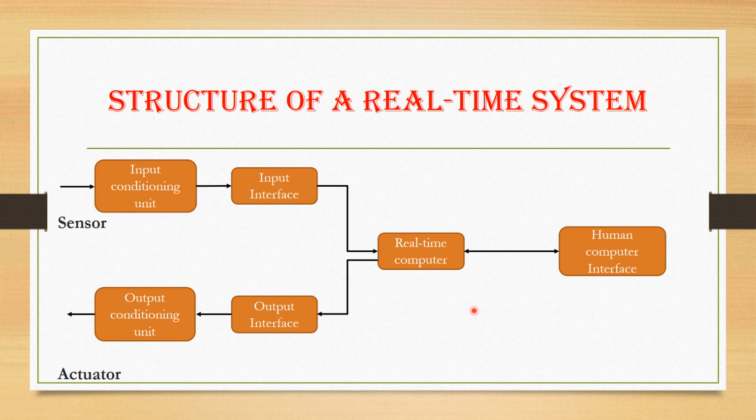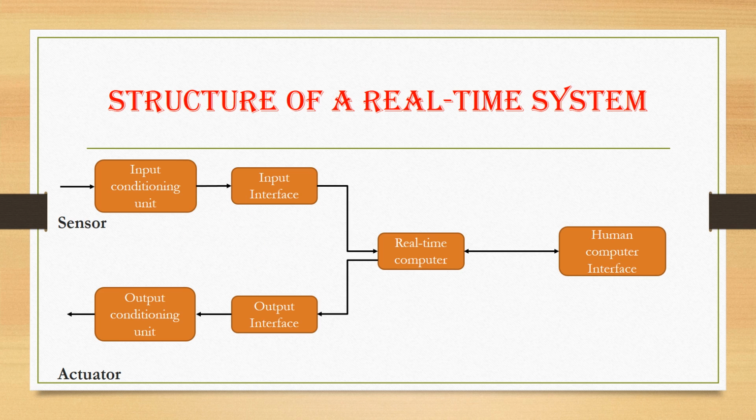First, let us see the sensor. The sensor is used for sensing data from the environment. From there, the data are given to the input conditioning unit, because we cannot directly give the signal to the real-time computer. First we have to condition the signal. At the input side as well as the output side, we have a conditioning unit. Then there is an input interface and an output interface.